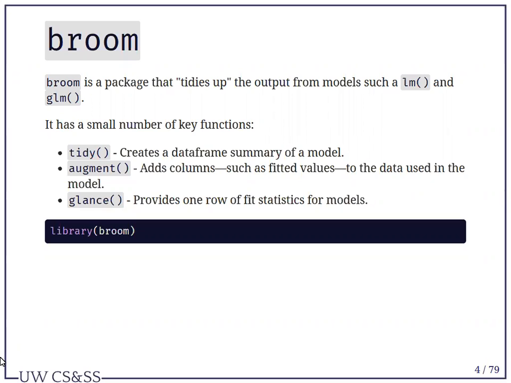You could compare this to the summary function that's built into R, which creates a list summary of a model. We have the augment function. This adds columns such as fitted values to the data that we're using in the model, instead of having to pull them from our list object as we would in base R. And there's glance that provides one row of fit statistics for a model, for, at a glance, checking model robustness and things of that nature.